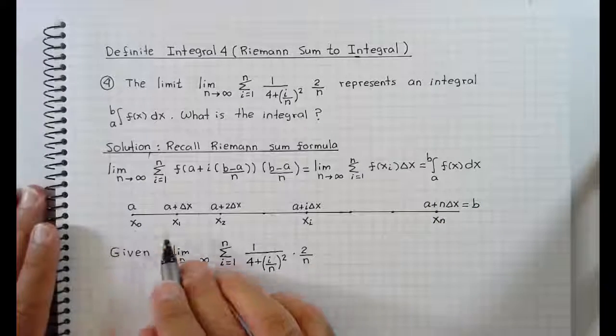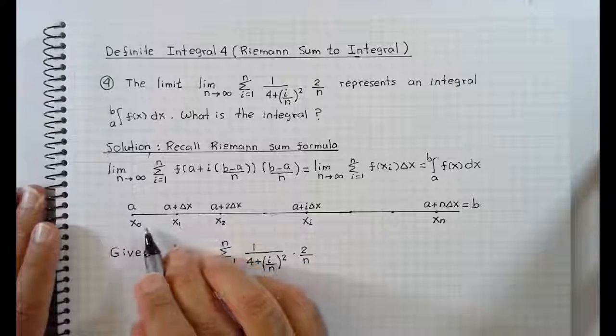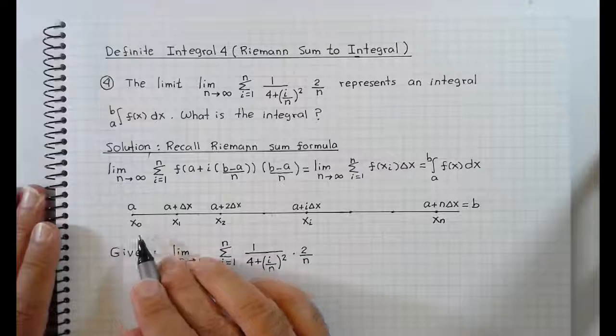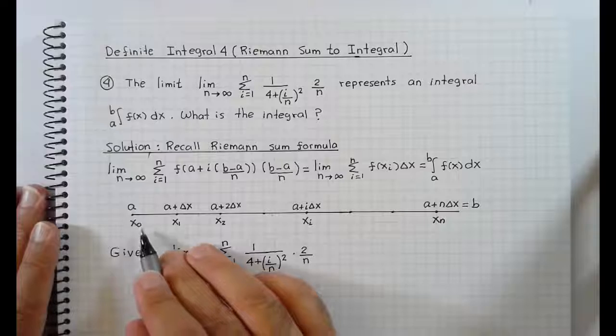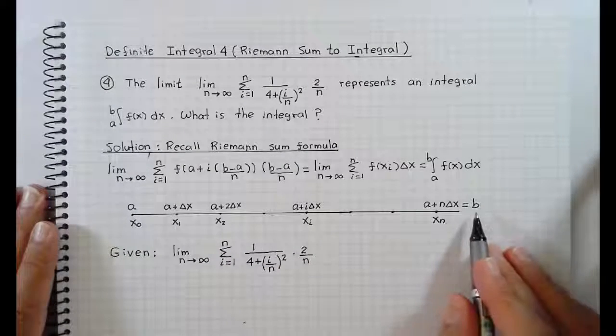So here's your x naught. X1 is delta x units away from x naught. X2 is 2 delta x units away from x naught. Xi is i delta x units away from x naught. And xn, which is n delta x units away from x naught, gives you your b. So x naught is a, and xn is b.